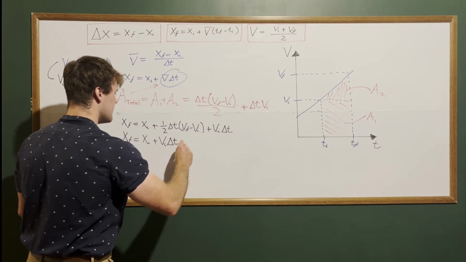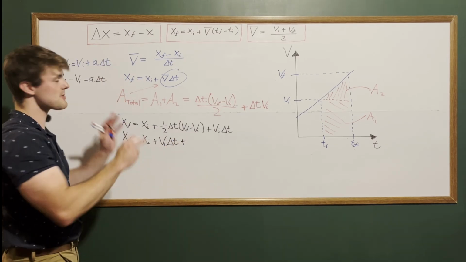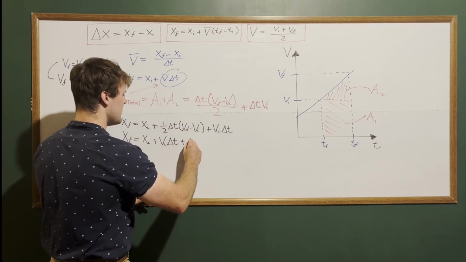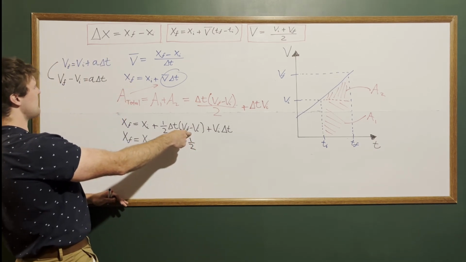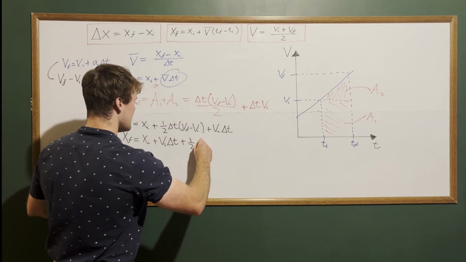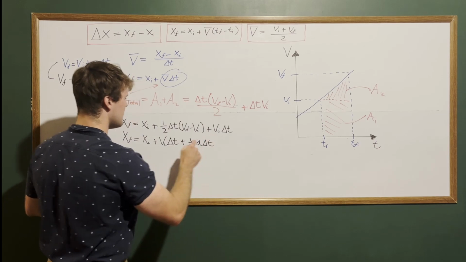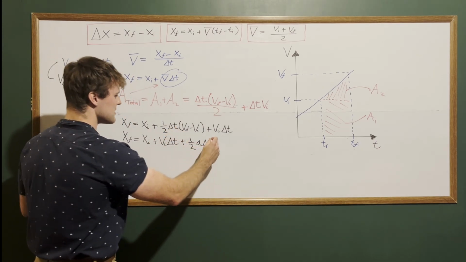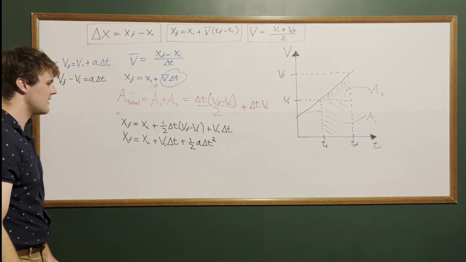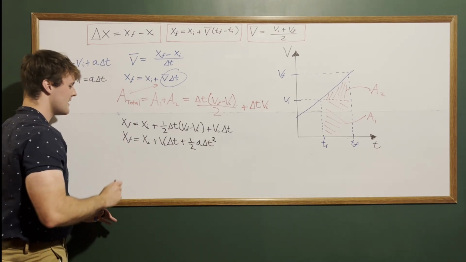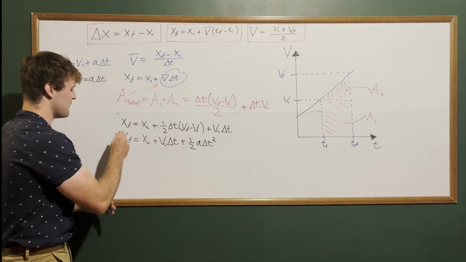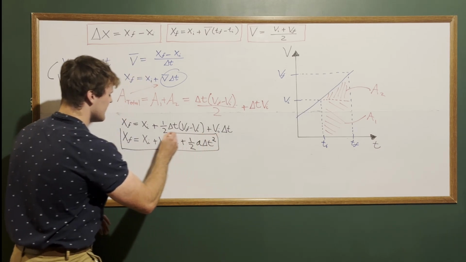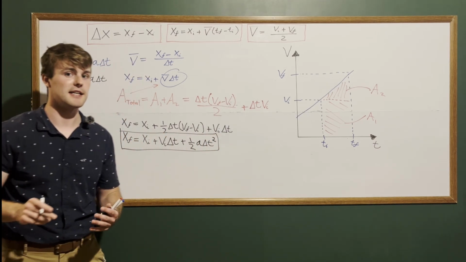Delta t plus, okay, here's where I'm substituting this in. 1/2 (vf minus vi) over a, delta t, times our delta t. So that's literally just delta t squared. And this, you guys, is the cake. This is what we've been working for. This is one of the big kinematic equations.